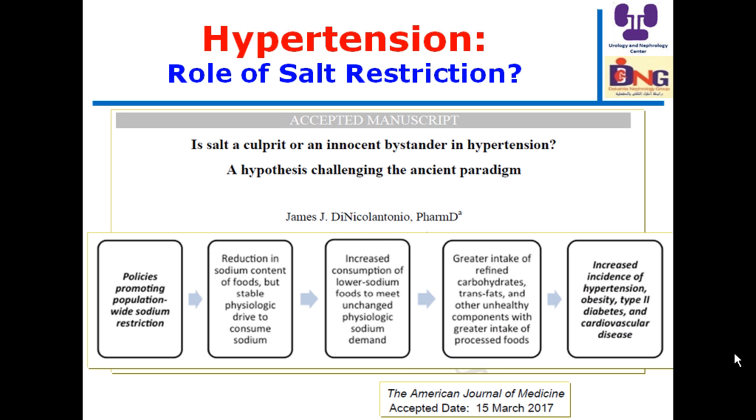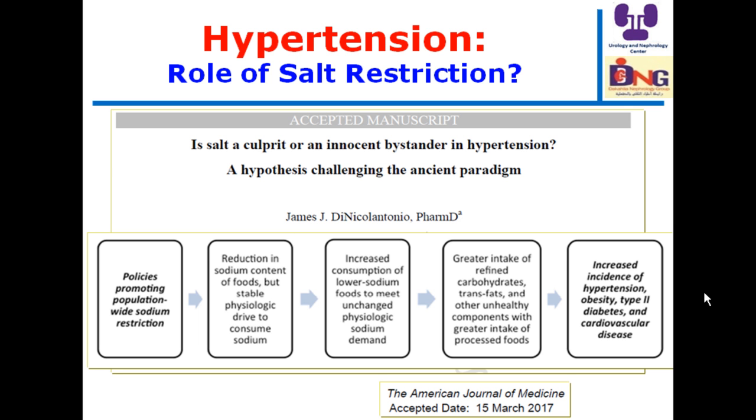Promoting wide sodium restriction reduces the sodium content of food but the physiological drive to consume sodium is stable. This increases consumption of low sodium foods to meet the unchanged physiological sodium demand, with greater intake of refined carbohydrates, trans fats, and other unhealthy components, and greater intake of processed foods. At the end, there is increased incidence of hypertension, obesity, insulin resistance, type 2 diabetes, and cardiovascular disease. So again and again, we should look at the diet with a multidisciplinary approach.